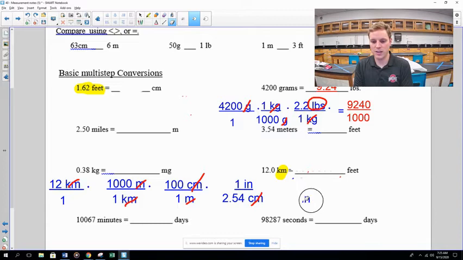And so we need inches on the bottom of the next one. 12 inches is equal to 1 foot. So there goes that, inches, boom, boom. And now we have the correct units, we have feet.